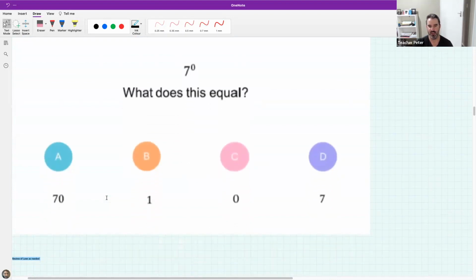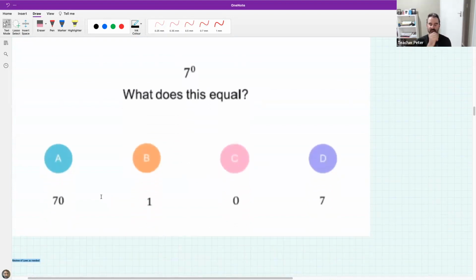I think we all know this one, but let's check. What is 7 to the power of 0? So anything to the power of 0 will just be 1, which is B.